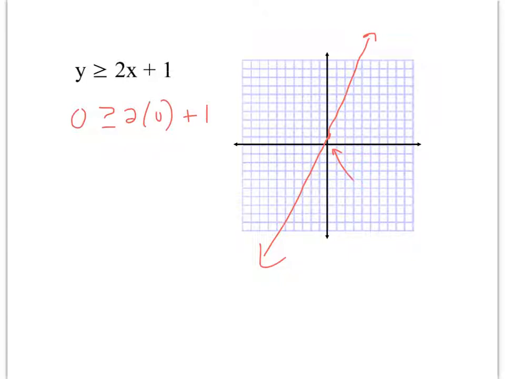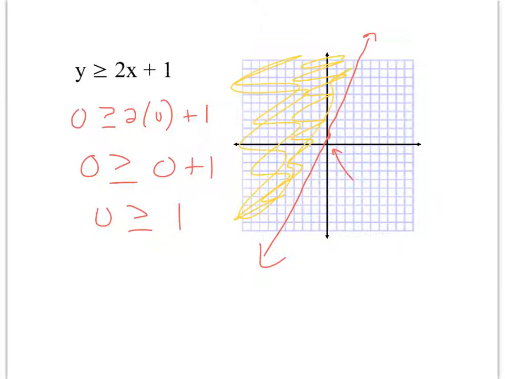So I'm going to ask ourselves now, is 0 greater than or equal to 2 times 0, which is 0, plus 1? 0 plus 1 is 1. Is 0 greater than or equal to 1? The answer to that is no. 0, 0 did not work. So therefore, the 0, 0 side to the right of that line doesn't work. So I'm going to shade everything to the left.